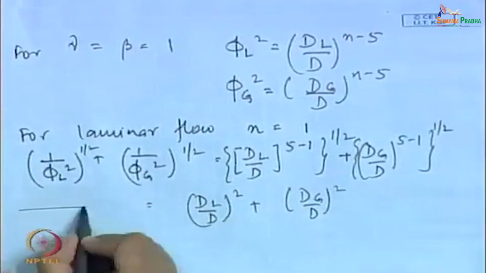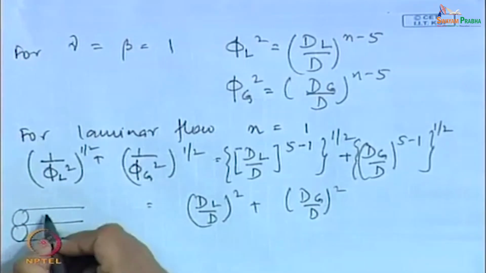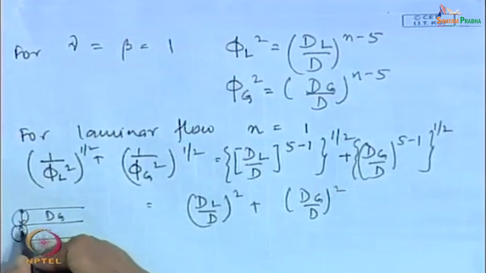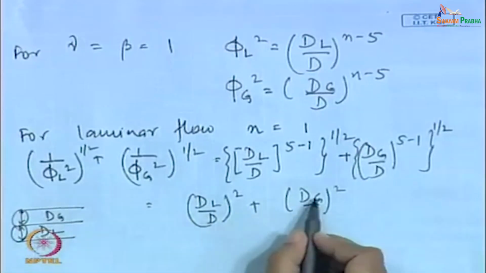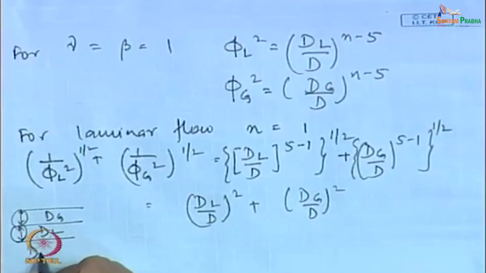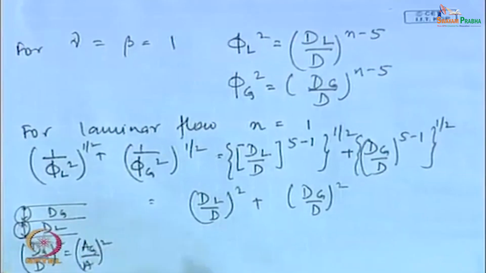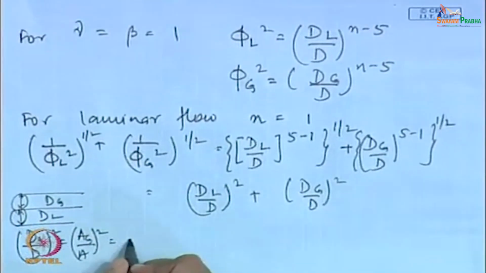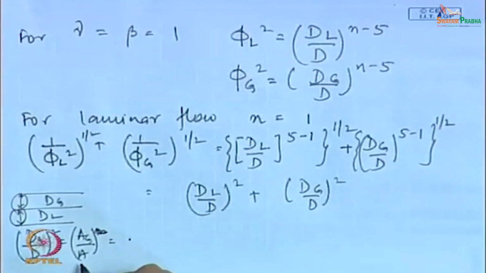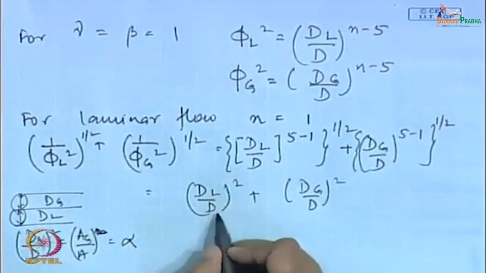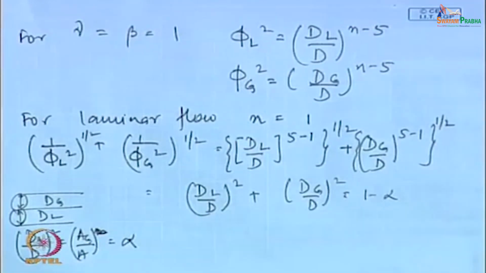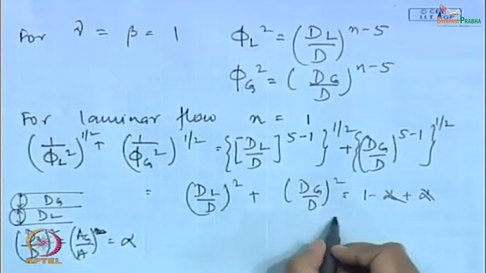Now, tell me one thing, suppose it is this type of a thing, and this is dg, hydraulic diameter, and this is dl. Then dg by d whole square is equal to ag by a, yes or no? Yes, and ag by a is equal to alpha, the void fraction. So, therefore, this can be written as 1 minus alpha, and this can be written as alpha, yes or no? So, therefore, this is equal to 1.